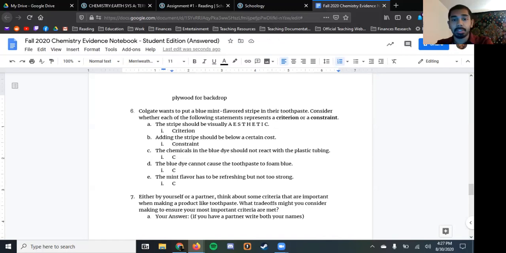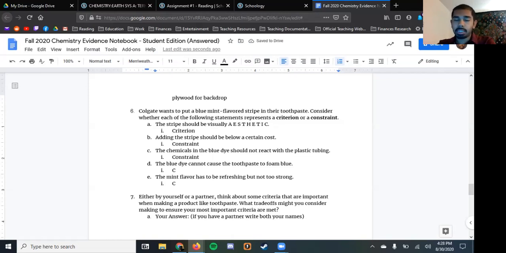We can't make that stripe solid gold, unfortunately. The chemicals in the blue dye should not react with plastic tubing. Now, should typically means a preference, but not reacting with the plastic tubing, that's a pretty solid constraint, right? One, if we had toothpaste that did react with our plastic tubing, we would have to redesign our toothpaste or our plastic tubing, and that is going to run up against our first constraint.